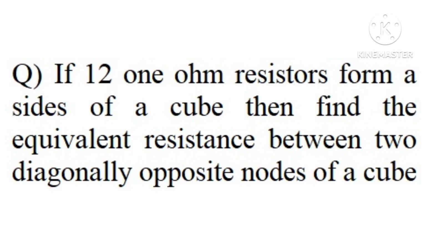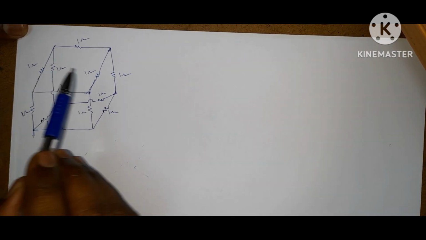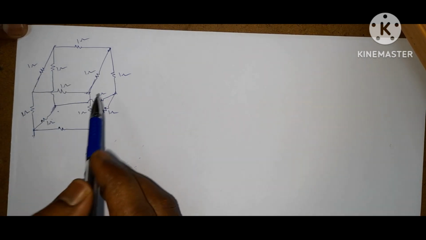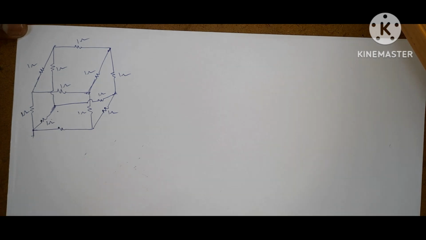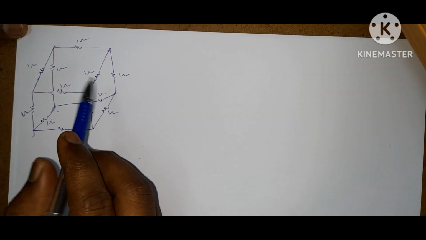Hello everyone, we are solving problems on the Thevenin and Norton theorem. In that, next question is, if twelve 1 ohm resistors form the sides of a cube, then find the equivalent resistance between two diagonally opposite nodes of a cube. This is the cube. So twelve 1 ohm resistors form the sides of a cube. Then he is asking to find the equivalent resistance between diagonally opposite nodes.